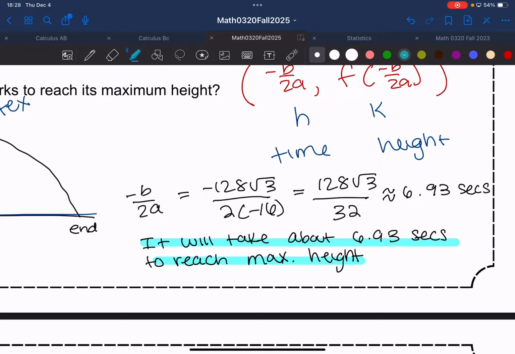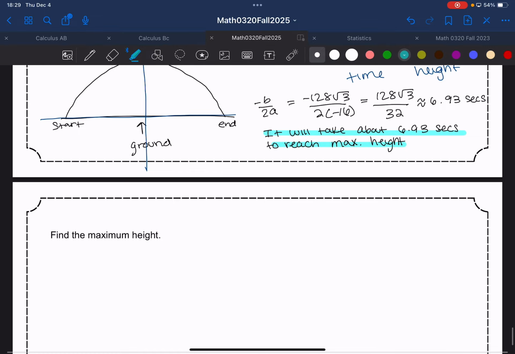Question A says, how long will it take the fireworks to reach the maximum? So really, we didn't find the vertex. We only found the h value of the vertex, the very first one. But don't worry, we are going to find the next one because the next question says, find the maximum height. So there's a difference between when is the maximum height versus find the maximum height. So in this first part, part A, we found h, which is the x value of the vertex. What we're going to do for part B is continue the process of finding the vertex by plugging in 6.93 into our equation.